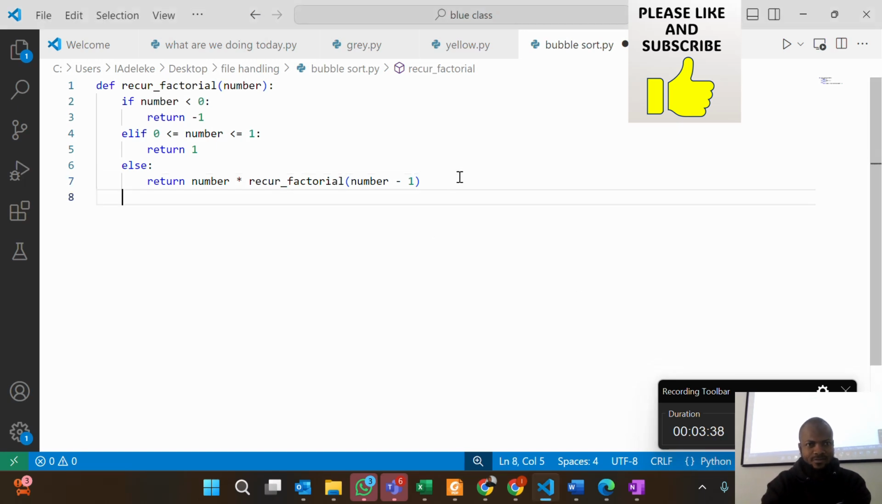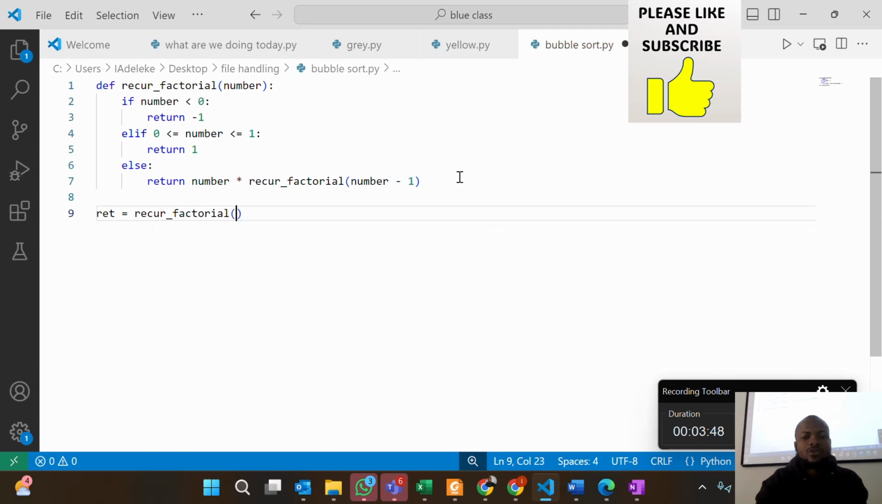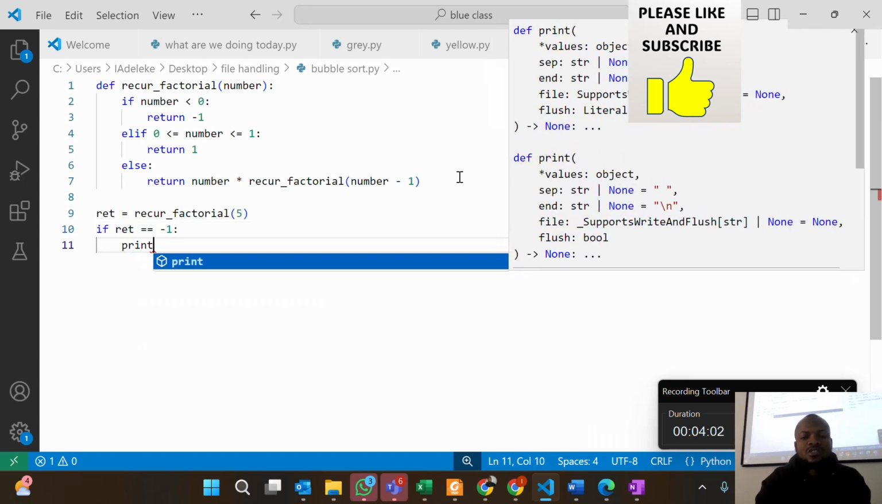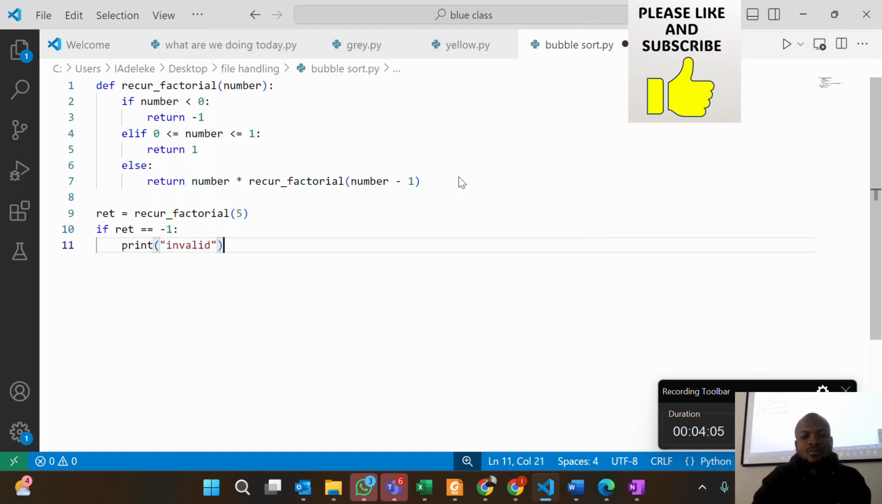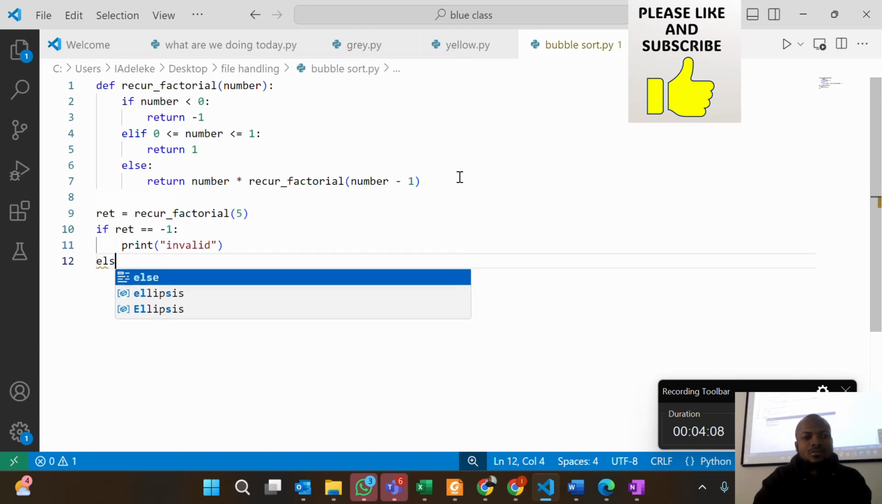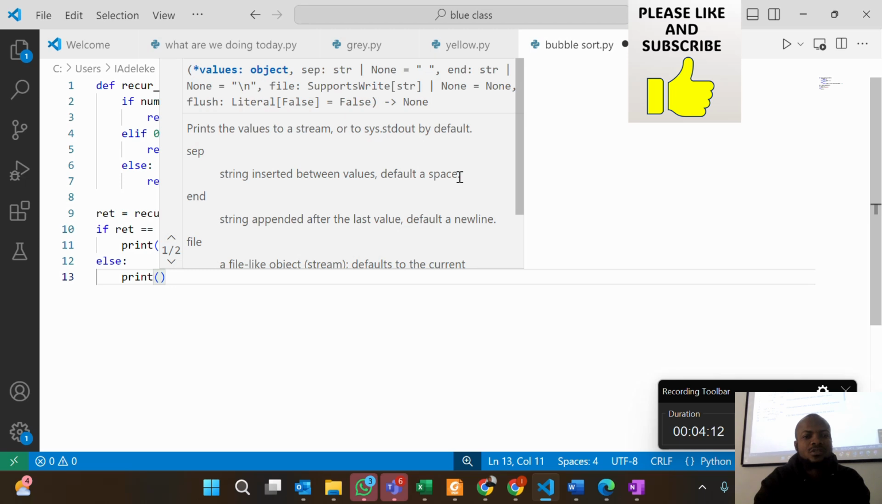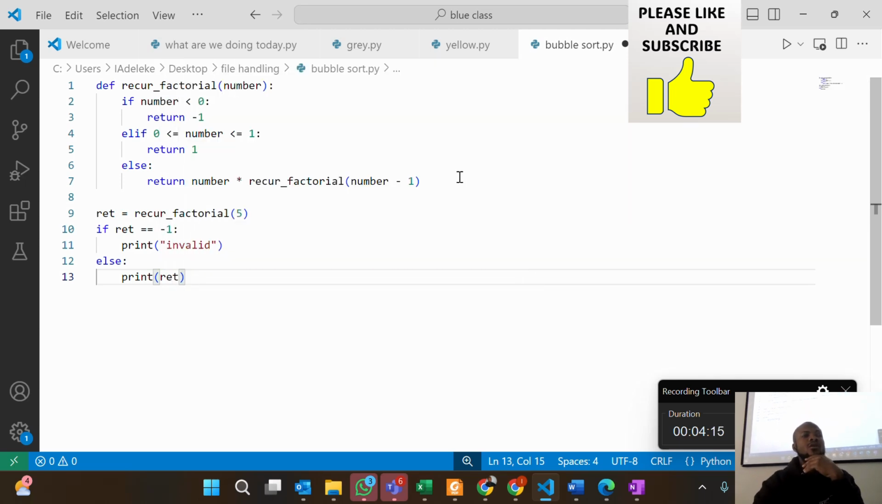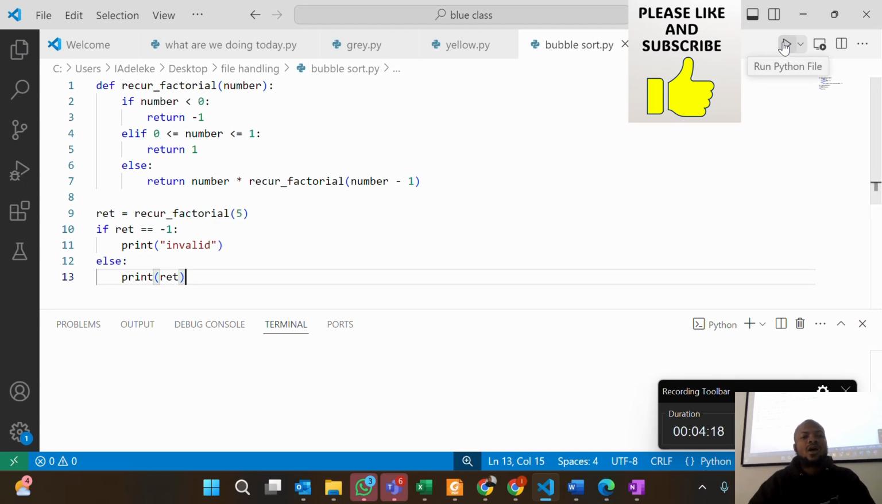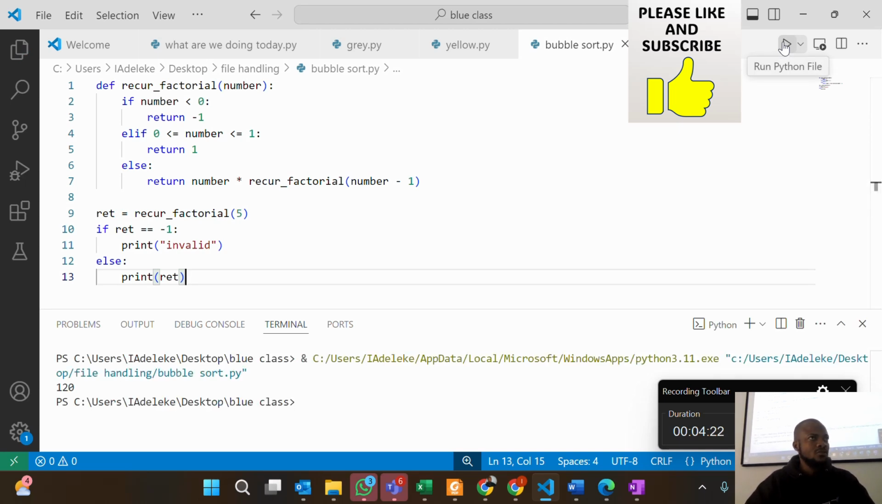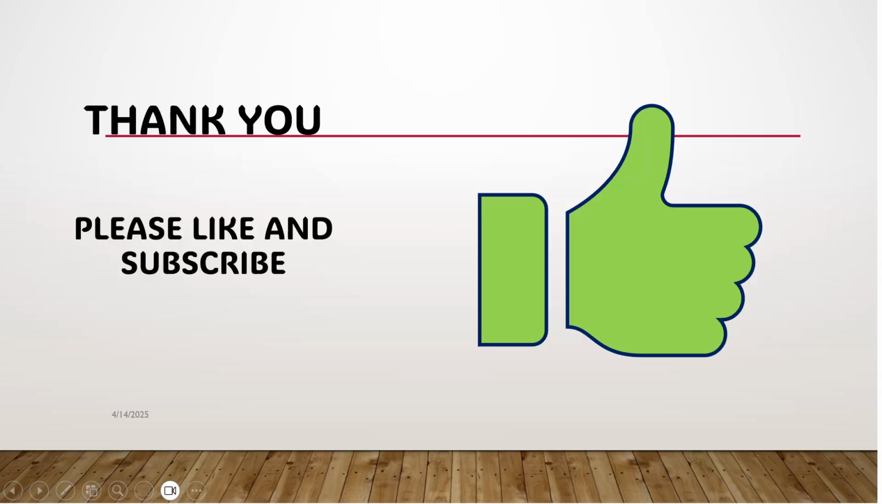Now you return this. That is the end of the code. So we can call our function now as return value is equal to recursive factorial of, let's say, 5. Then this can return -1 or anything, isn't it? Then you can now write that if the return value is equal to -1, then print invalid. Else, print ret. Okay. So if you run this code now, then you should have your value printed as 120. Does everyone understand this code?